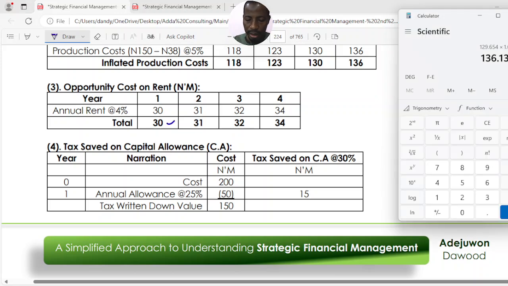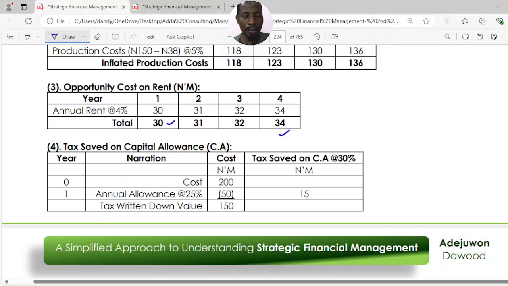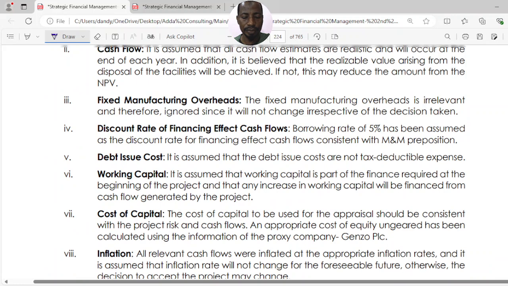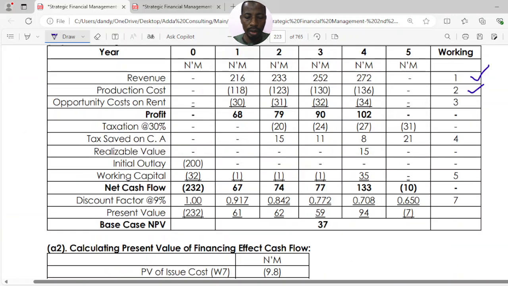Then, of course, inflation rate is 4%. Therefore, 1.04 multiplied by 30 million. That's 31. Multiplied by 1.04 equals 32. That's what you have in year 3. Multiplied by 1.04 equals 34. That's what you have in year 4. So let us go and post the opportunity cost. Opportunity cost is all of this. That's how we did it.